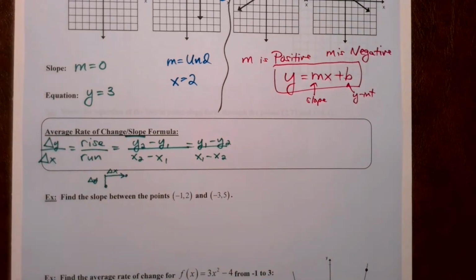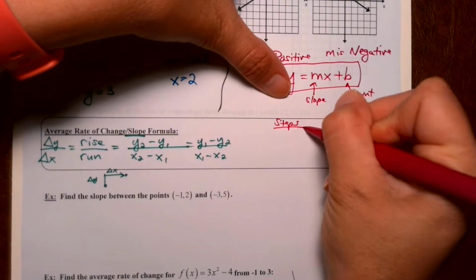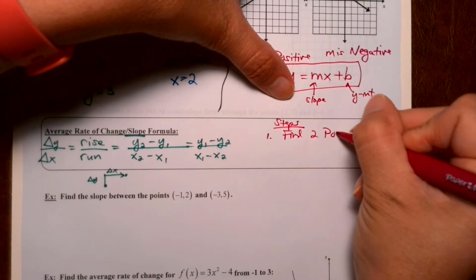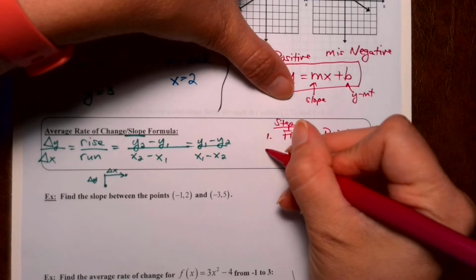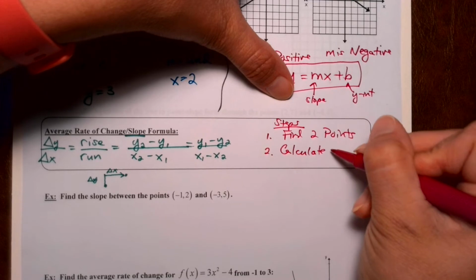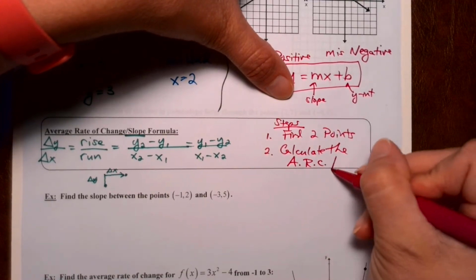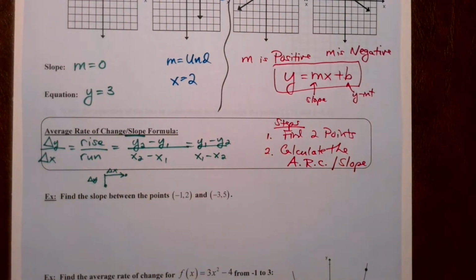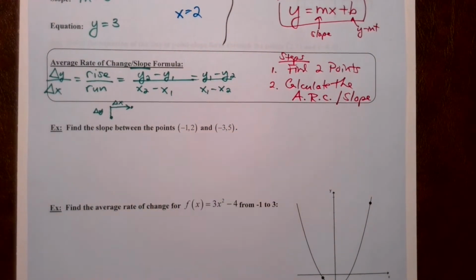And you have to be smart. How do you do this? The steps to doing this: number 1, find 2 points. A lot of times they'll give you 2 points, but you might have to find them. And step 2, calculate the average rate of change, or you could call it the slope. I'm going to show you why there are 2 names here in just a second. So if I have 2 points, let's find the slope between these points.